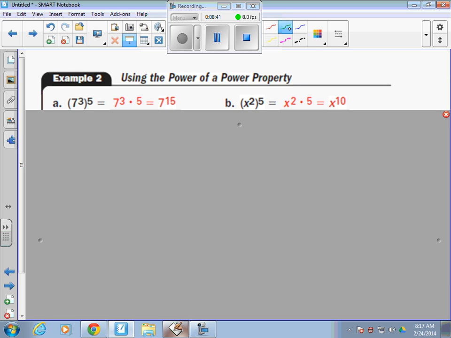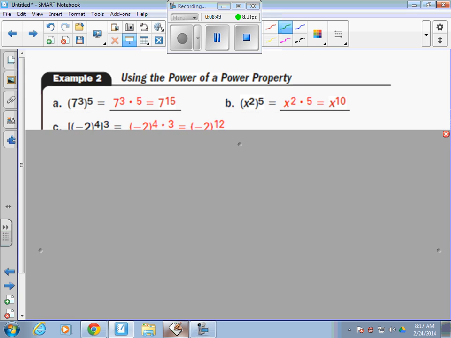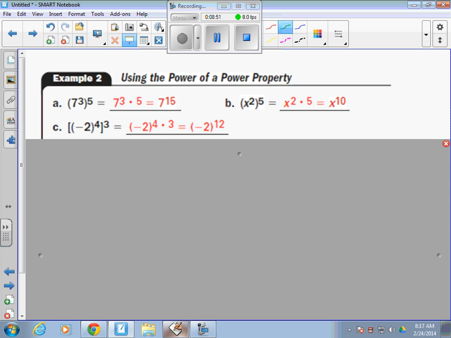For B, you have x to the 2nd to the 5th, or x squared to the 5th. That means x to the 2 times 5, which is x to the 10th. Same thing with C and D. For C, you have negative 2, to the 4th cubed. You have negative 2 to the 4 times 3, which is negative 2, notice it's still in parentheses here, to the 12th, because 4 times 3 is 12.